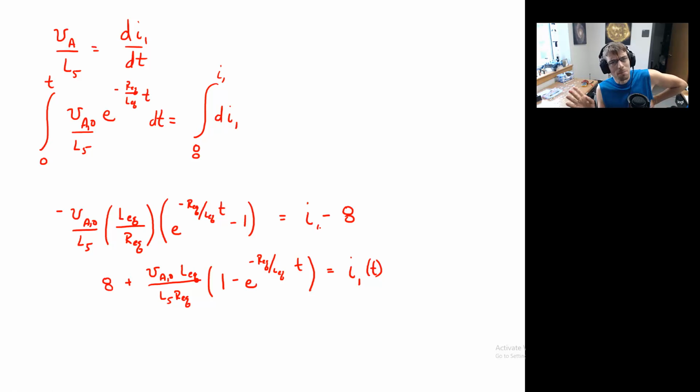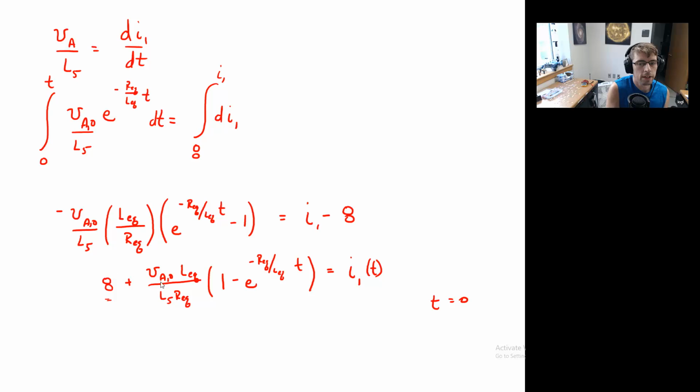Yeah, I know it looks messy and you've got all this other stuff rolling around, but you've done it. You have found an expression for the current as a function of time. Now, one of the things to check, of course, would be the limiting cases. What happens when t is equal to 0? Well, when t is equal to 0, you get a 0 here, and so your initial current is 8.